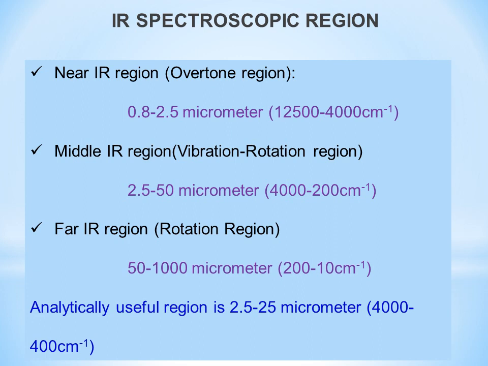The third region is the far IR region, which is called the rotation region, and the wavelength range starts from 50 to 1000 micrometer, that is 200 to 10 centimeter inverse. The middle IR region is analytically useful, but the range 2.5 to 25 micrometer, that is 4000 to 400 centimeter inverse, is mostly used for most analytical work.